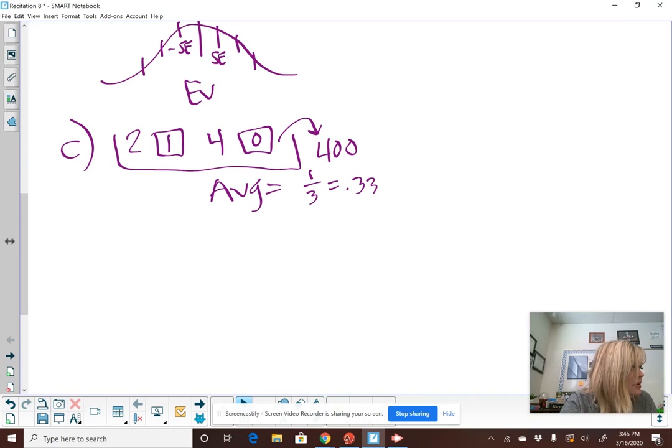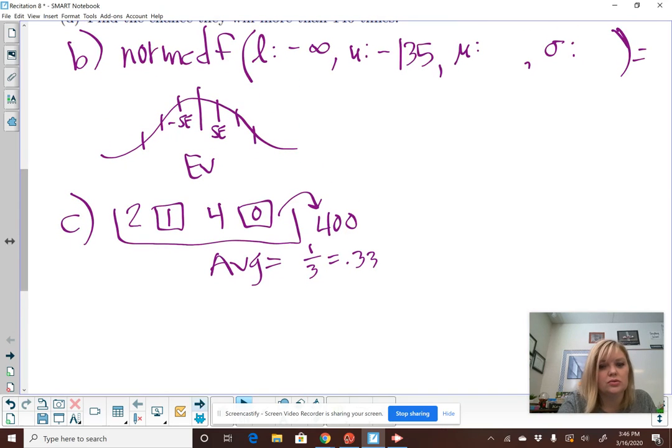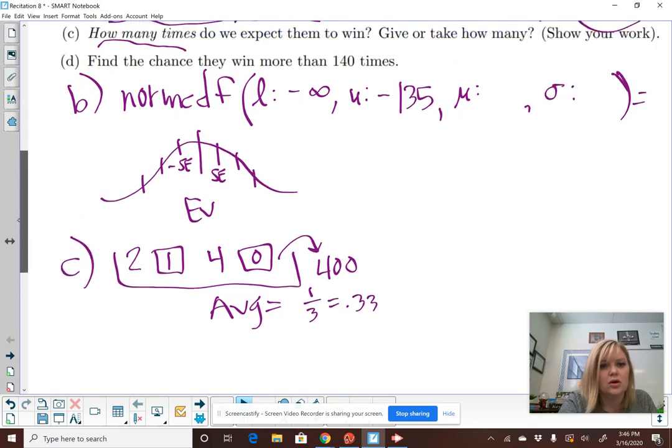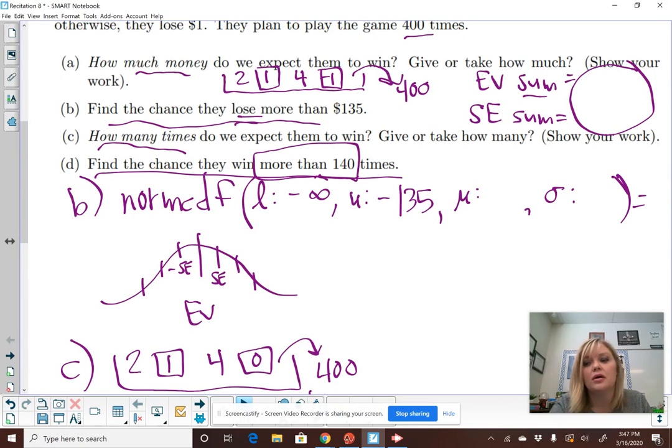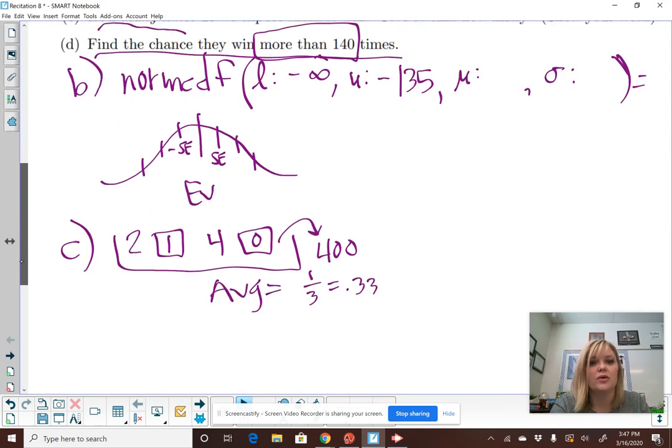So let's see. Oh, and then on number 4 too. Oh, wait, before I move on, sorry. So number 3, once you find the EV sum and SE sum, then you can answer this, find the chance using the menu 652 or the norm CDF. And more than 140. So remember, this is going to be part of your bounds. It'll either be part of your lower bound or upper bound. So just make sure you read that question carefully.